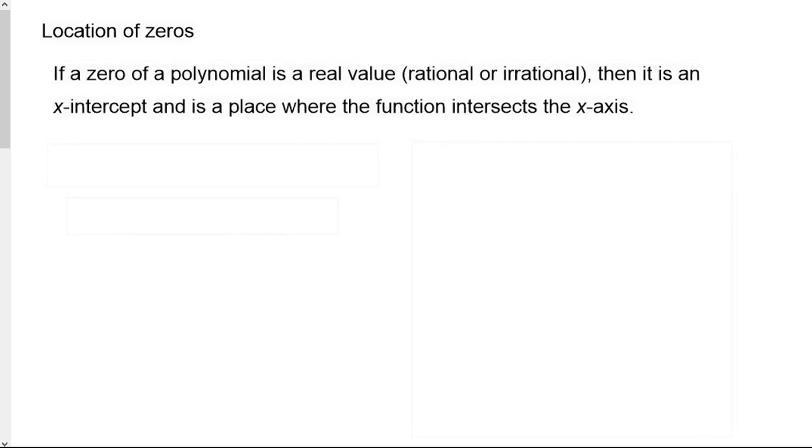Let's look at location of zeros. So if a zero of a polynomial is a real value, so if it's rational or irrational, rational of course means it could be written as a fraction or an integer. Irrational means it could be a square root. Then it is an x-intercept and is a place where the function intersects the x-axis. And I should say there are other ways of having an irrational value other than just square roots, but for our application right now, that's generally the way they're going to occur.